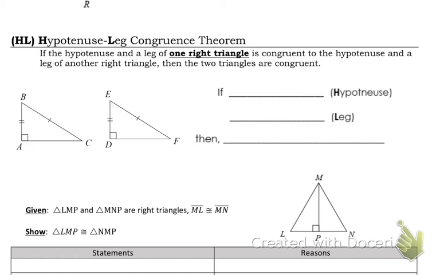This rule says, hey, if I have a right triangle, so that means you have one right angle, and the hypotenuse and the leg of one right triangle, once again, important thing is one right triangle, are congruent to the hypotenuse and leg of another right triangle, then the two triangles are congruent. So if you have a right triangle, all you need to know is a hypotenuse and one side. So basically you just need two things, a hypotenuse and a side, if you have a right triangle.